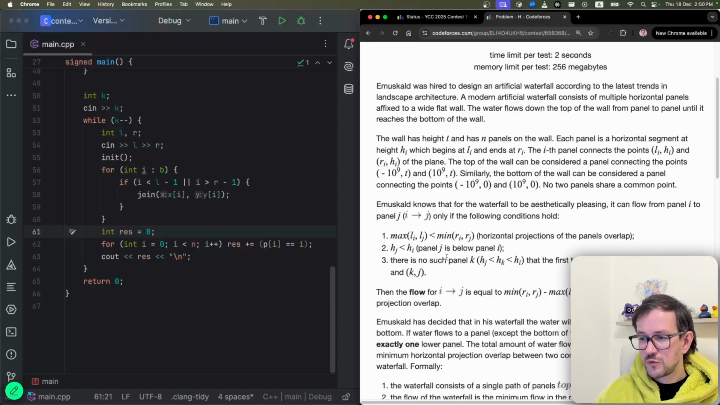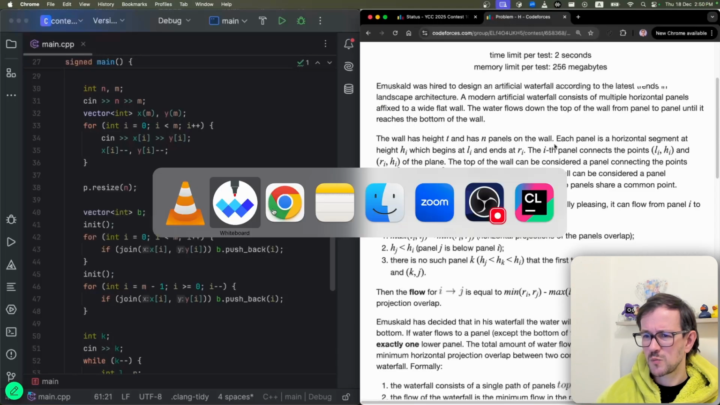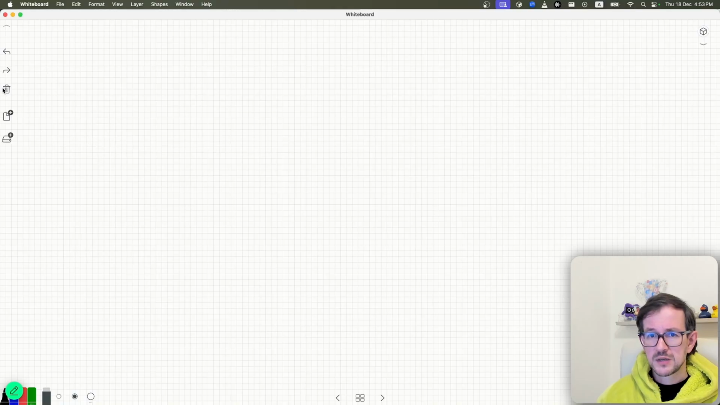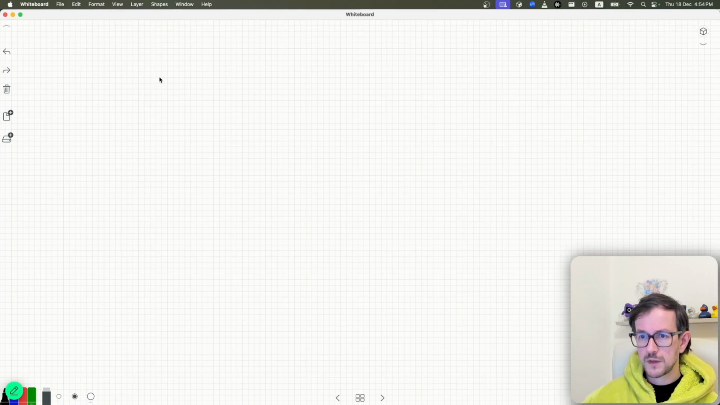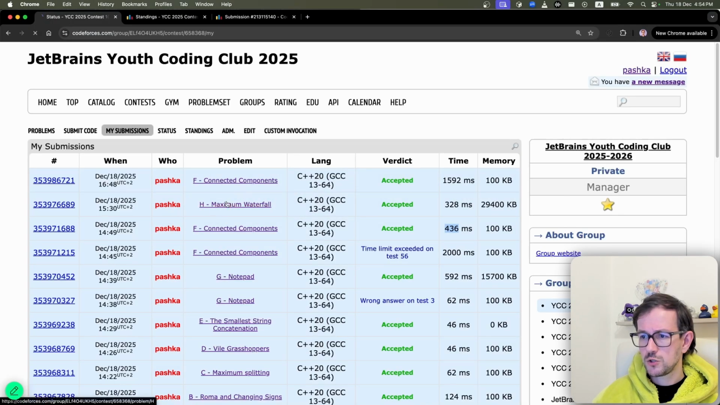Okay, and let's go to the final problem. Okay, I didn't write that one. Let's stop actually. It's not fun to watch how I implement segment tree for an hour. So what is the idea for the last problem? I think it can be solved in many different ways. What I did in this problem, let's open problem H.